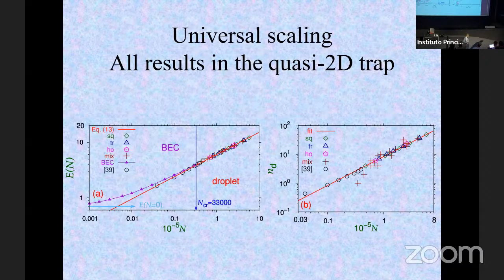There is a question: is it always periodic? No, it is not always periodic. Sometimes it goes to a non-periodic state, with many droplets. But the interesting thing, the universality of this, is the energy.